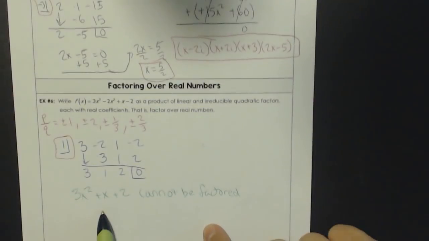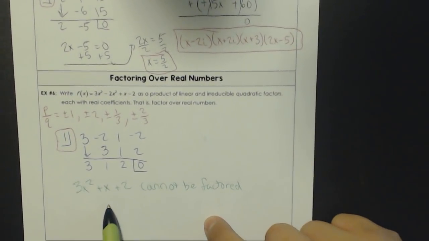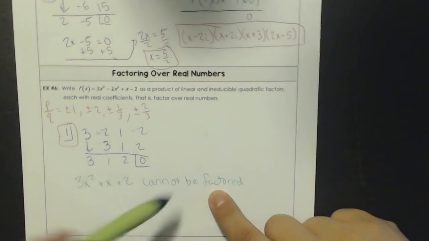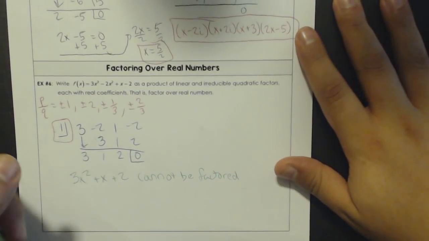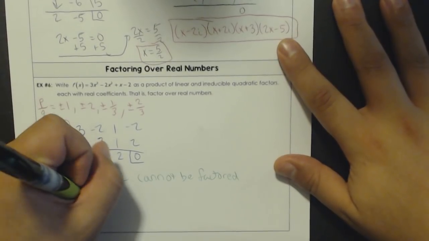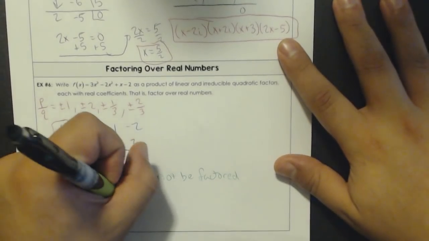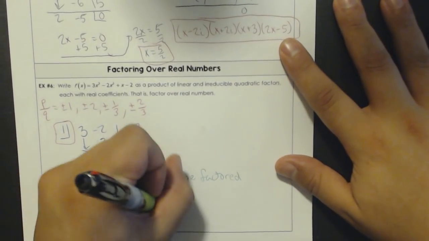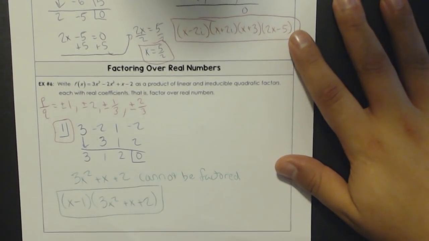And since it can't be factored, our final answer that we write down in irreducible quadratic factors is going to be x minus 1 times 3x squared plus x plus 2. And that's our reduced down factored form.